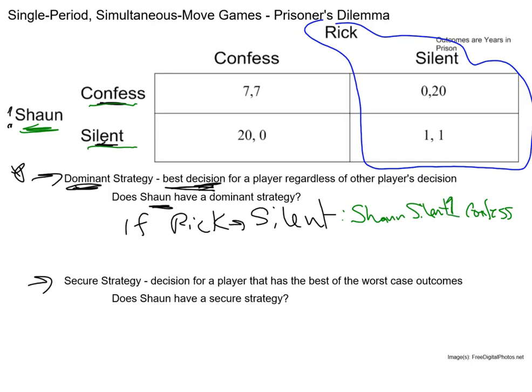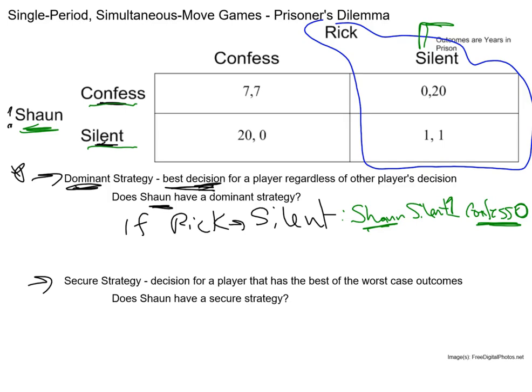If Sean confesses, Sean gets 0 years in prison. Between those two alternatives, which would Sean prefer? Sean is going to prefer to confess. And again, we're making an assumption that Sean wants to minimize his own years in prison.